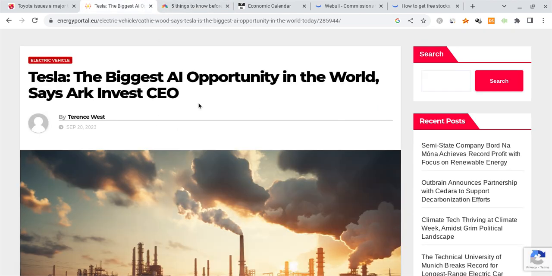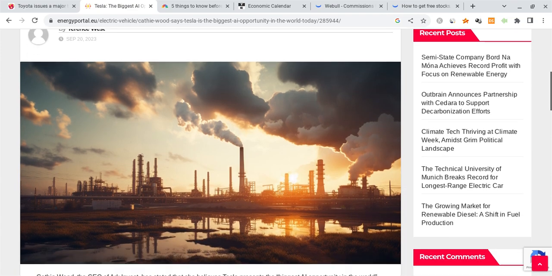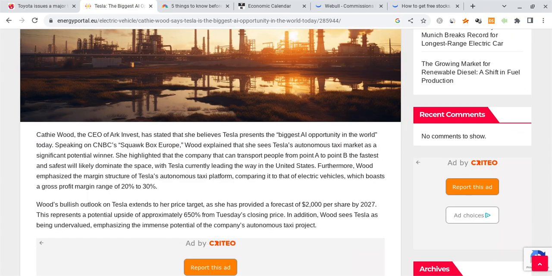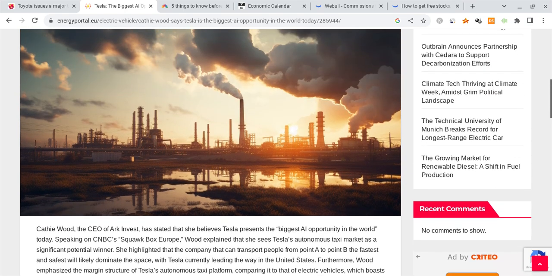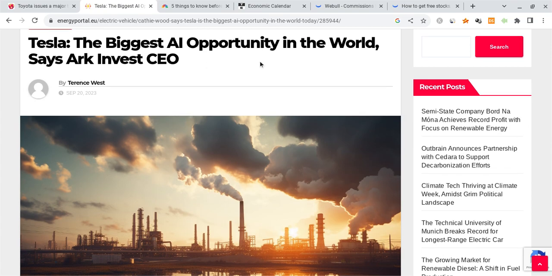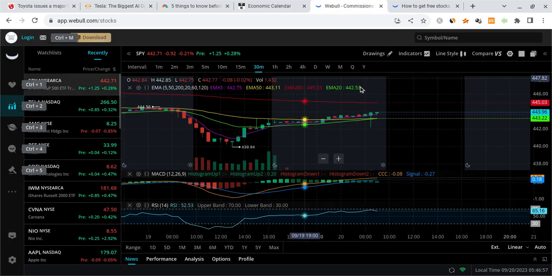To add on to this, there's some news about Tesla. Cathy Wood said that Tesla is the biggest AI opportunity in the world. And she just said this, I believe, either a couple of hours ago or yesterday. So that's very awesome. And this is very exciting when it comes to the robotaxi and things like that. So good for Tesla so far. I haven't seen any other pieces of news that are that significant.